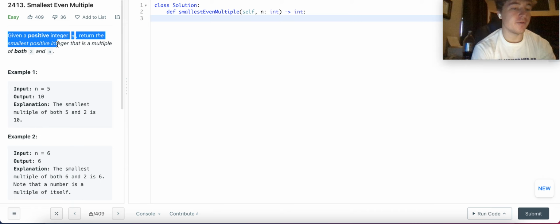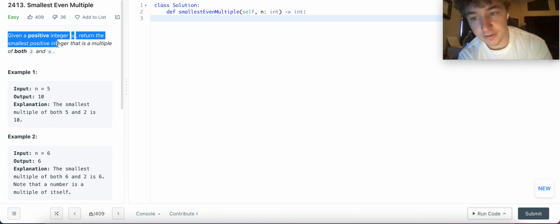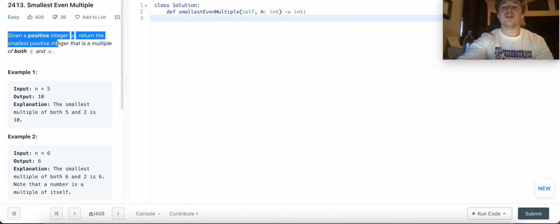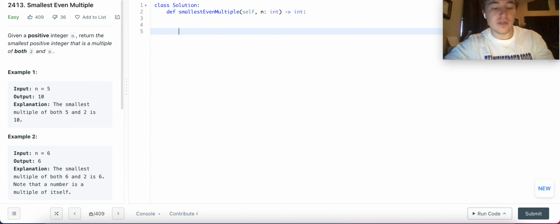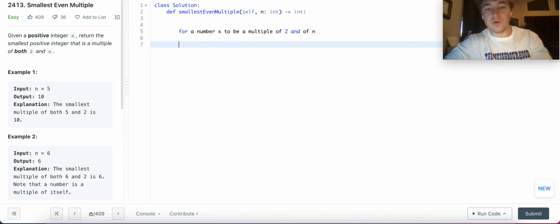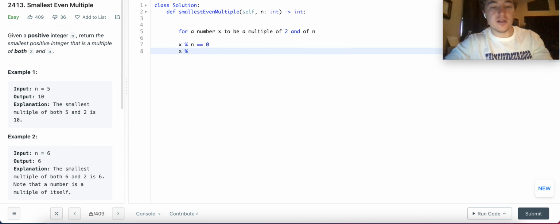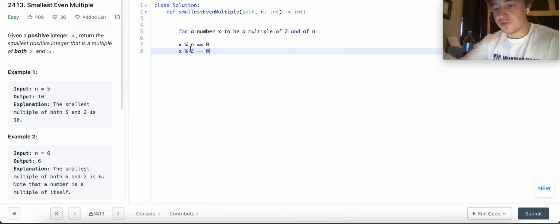Given a positive integer n, return the smallest positive integer that is a multiple of both 2 and n. So what does it mean for a number to be a multiple of another number? Well, for a number x to be a multiple of 2 and of n, what would that mean for that number x? Well, x mod n would have to equal 0, and x mod 2 would have to equal 0, right? Mod is the remainder, right? Because if something is a multiple of something else, you can divide out that thing, right?